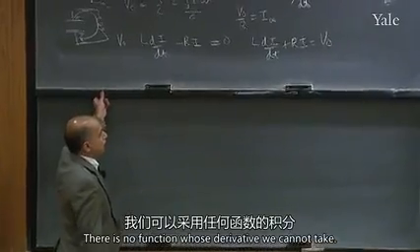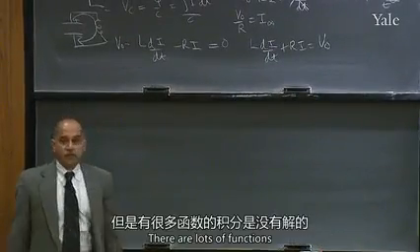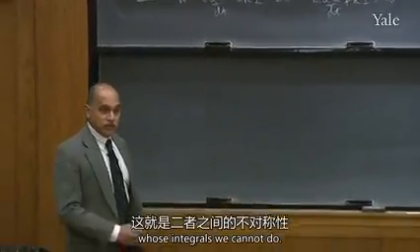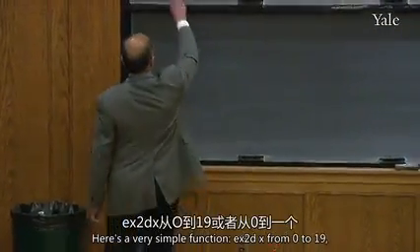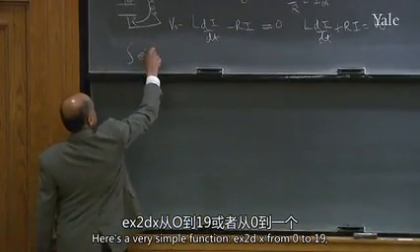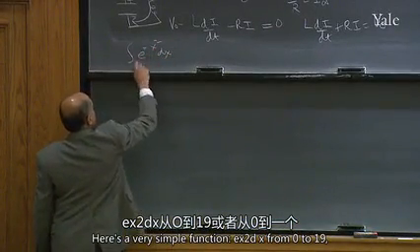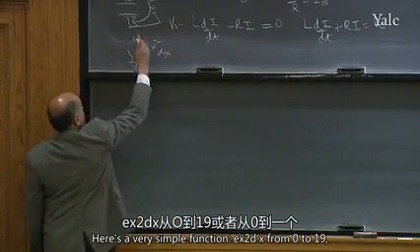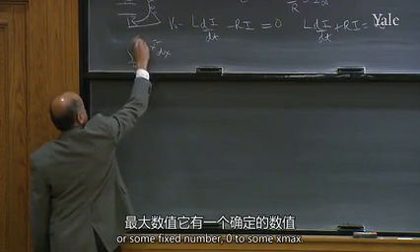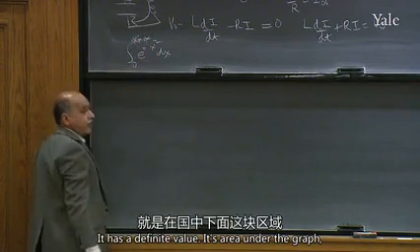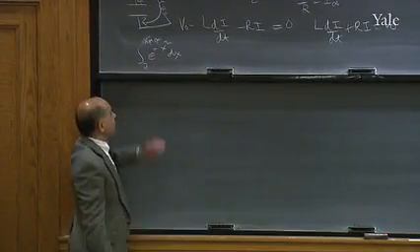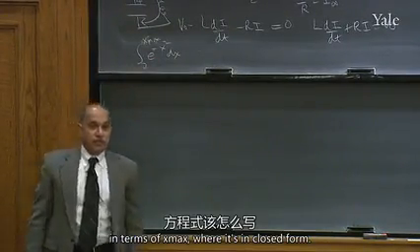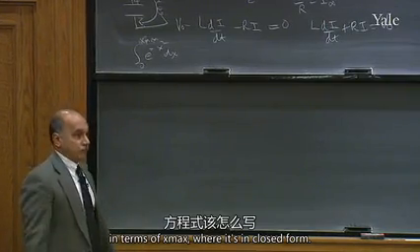There is no function whose derivative we cannot take. There are lots of functions whose integrals we cannot do. That's simply an asymmetry between those two. Here's a very simple function, the integral of e to the minus x squared dx from 0 to some fixed number, 0 to some x max. It has a definite value. It's the area under the graph. But no one knows how to write a formula for this in terms of x max. That is, a closed form.